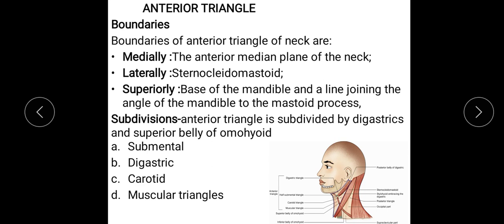Then the subdivisions of the triangle. The digastric muscle and the superior belly of omohyoid muscle divide the anterior triangle into 4 small triangles. This one is the half of the submental triangle just below the mandible. This one is the digastric triangle, this one is the carotid triangle, and this is the muscular triangle. These are the 4 subdivisions of the anterior triangle. We will see one by one.